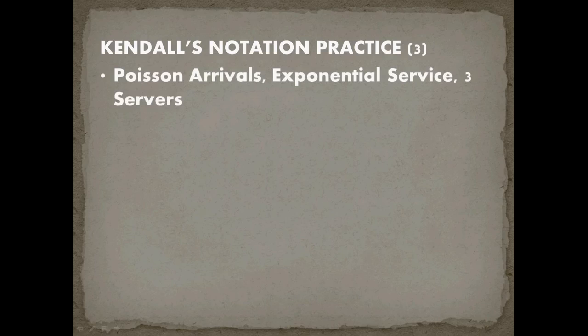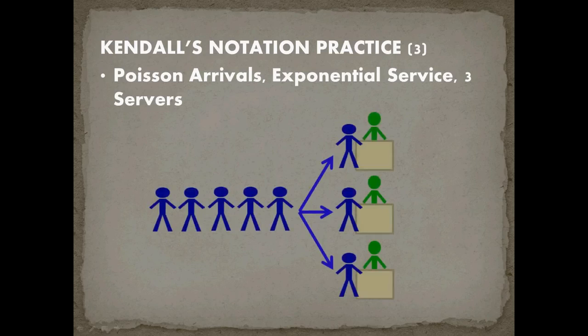Now if I have Poisson arrivals, exponential service, and 3 servers, right? What would this look like? Well, it'd be a single line, and then 3 servers are helping that line, right? So it'd be like Chick-fil-A. In Kendall's notation, this would be an MM3.